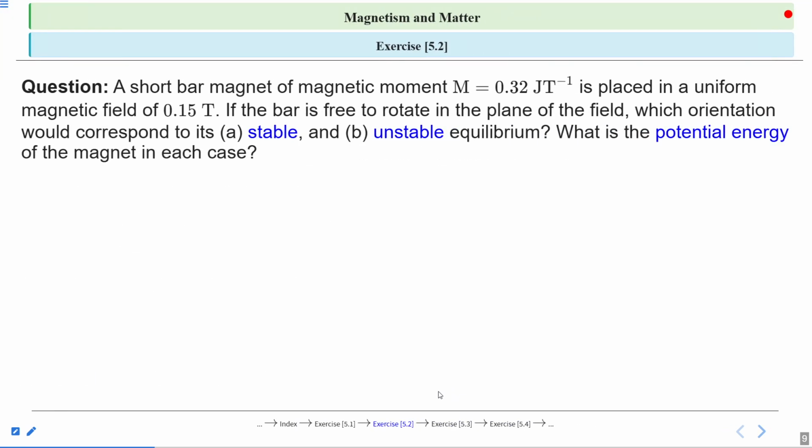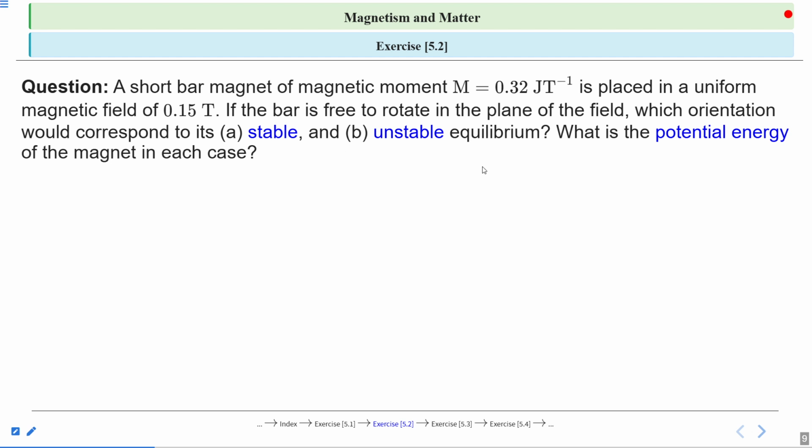Okay, so next question. A short bar magnet of magnetic moment M equal to 0.32 joule per Tesla is placed in a uniform magnetic field of 0.15 Tesla. If the bar is free to rotate in the plane of the field, which orientation would correspond to (a) stable and (b) unstable equilibrium?